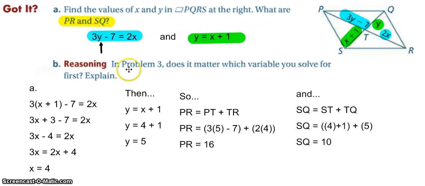Now to answer part B, it says in problem 3, really it could mean in the got it even, because they were both dealing with the same process, but it says, does it matter which variable we solve for first? No, it really doesn't. But the issue would be here, if I try to solve for the variable x first, I would do that by dividing by 2. Dividing 3 by 2 is not very fun, and dividing 7 by 2 is also not very fun. So that's how we decide what variable to solve for first, is what math is easier to deal with.